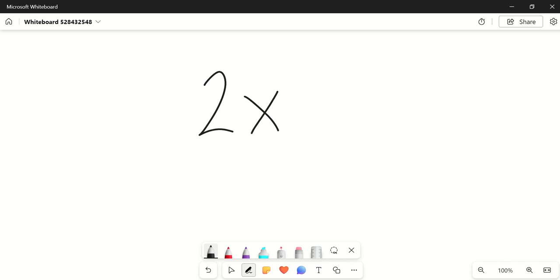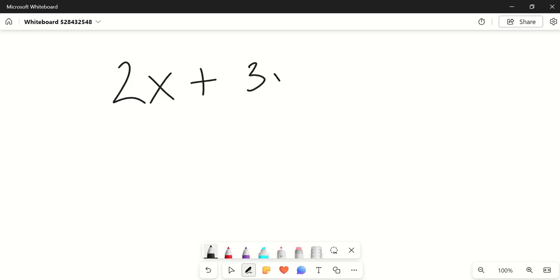What does this mean that I wrote on the board? 2 is being multiplied by x. This means 2 times x. There's 2 x's. So let's recall the stuff you guys have already learned. 2x plus 3y plus 5x. How do I simplify this expression? Use correct terminology.